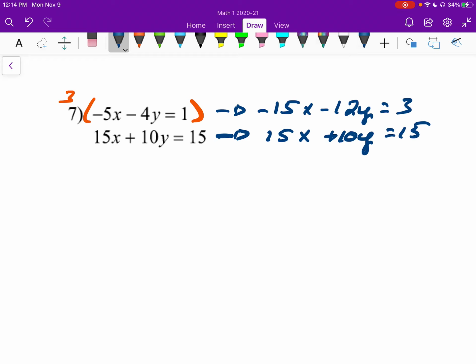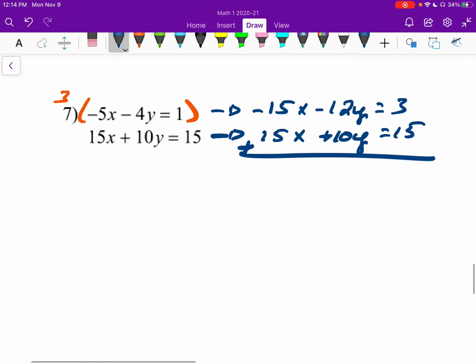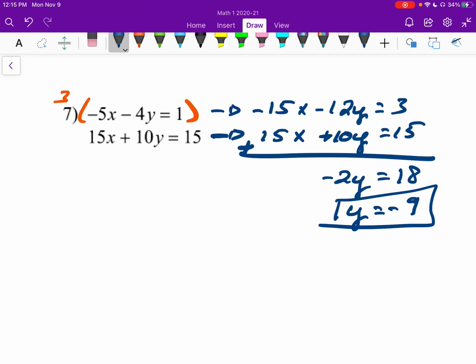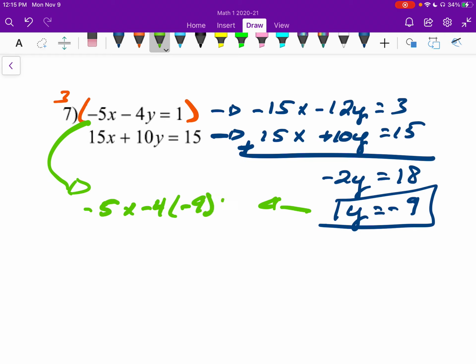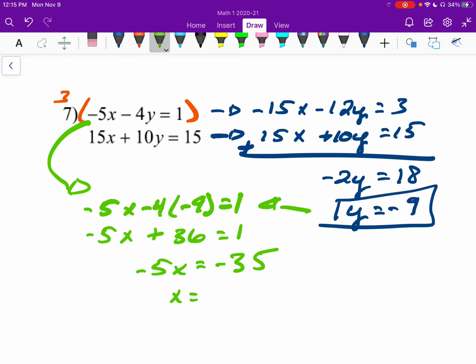I add those together. My x's go away. My y, I'll have -2y, and then I'll have 18 on the right side. So I divide by -2, and y is going to be equal to -9. I'm going to plug this into the top equation here. So I'm going to have -5x minus 4 times -9 equals 1. -5x plus 36 equals 1. -5x equals -35. And to finish it up, I'll divide by -5, and x is, what is that? Is that 7? Yeah.